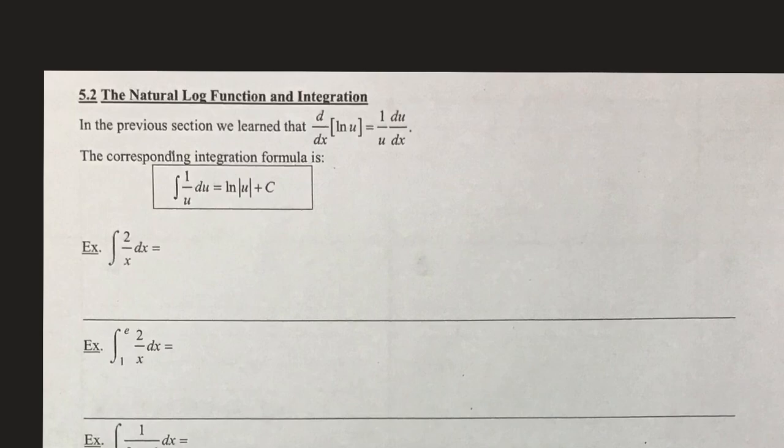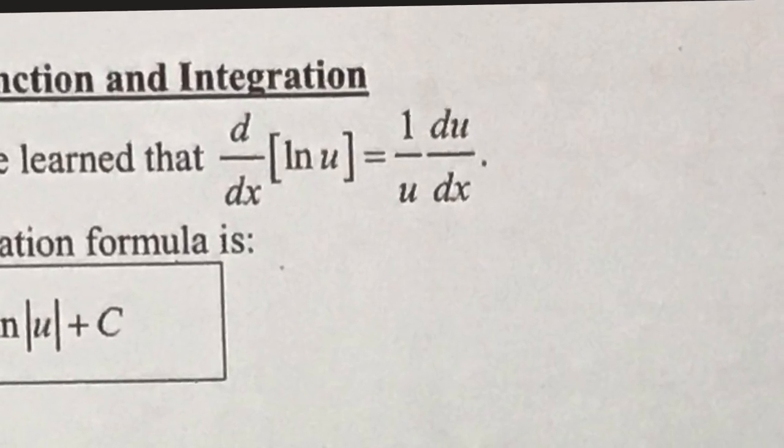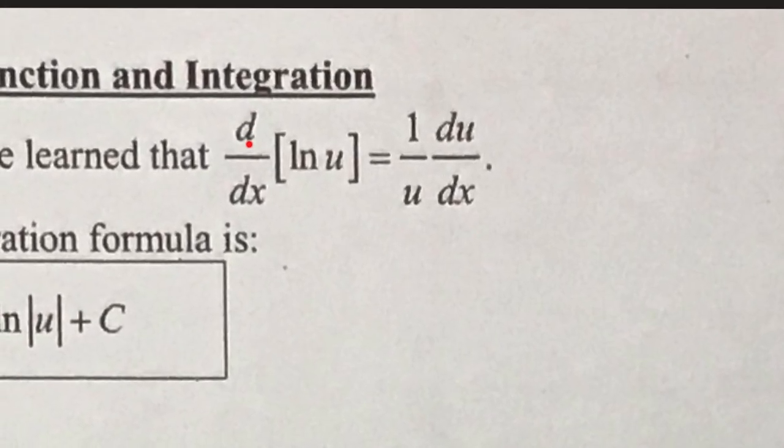But today, we're learning about integration for natural log. And there's a formula for this. Okay? So it says here that the derivative of natural log of whatever our function is, right? Natural log of something is 1 over that something times the derivative of that something, right?